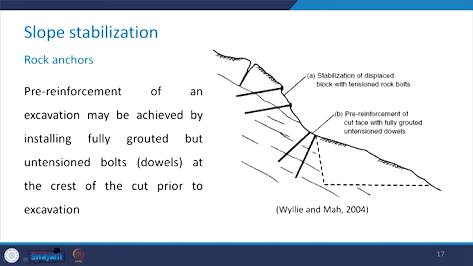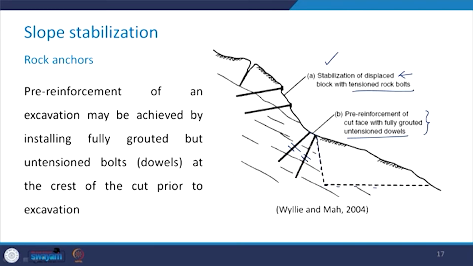This figure shows you two sets of anchors. The first one is the stabilization of displaced block with the tensioned rock bolts, and the second one is pre-reinforcement of the cut face with fully grouted untensioned dowels. Now, the pre-reinforcement of an excavation may be achieved by installing fully grouted but untensioned bolts or dowels at the crest of the cut prior to the excavation.